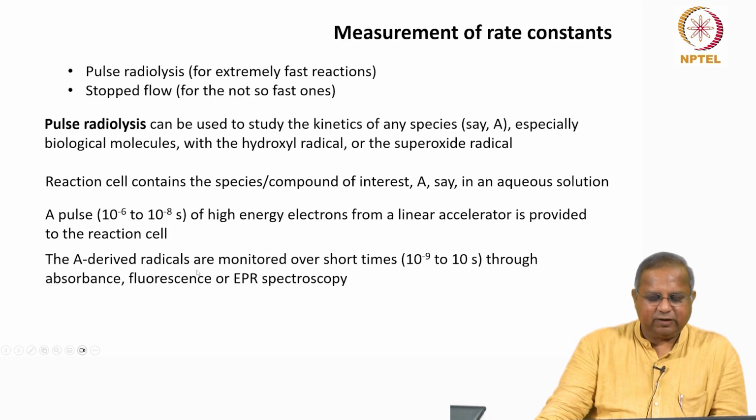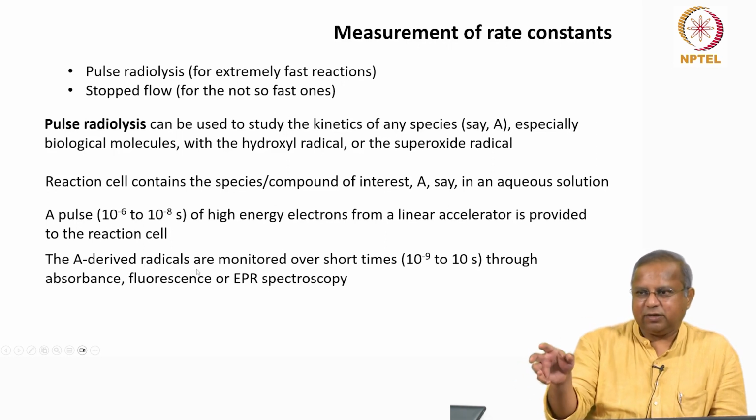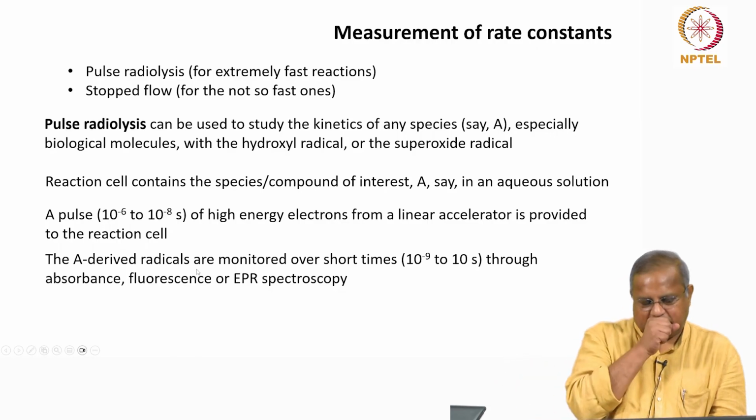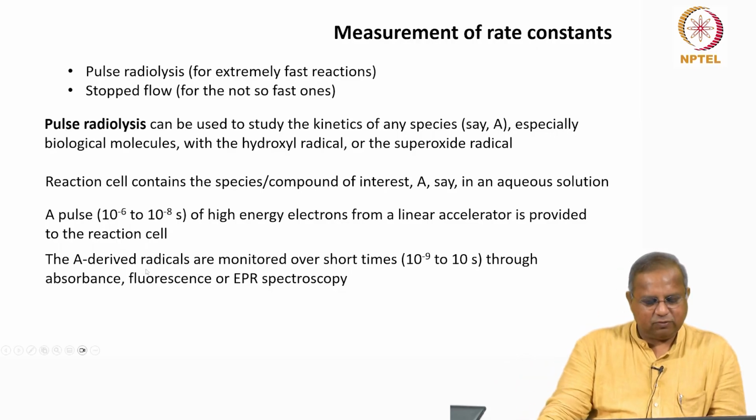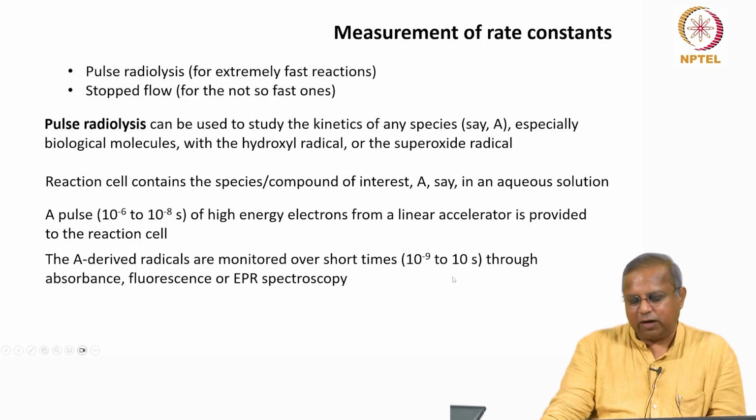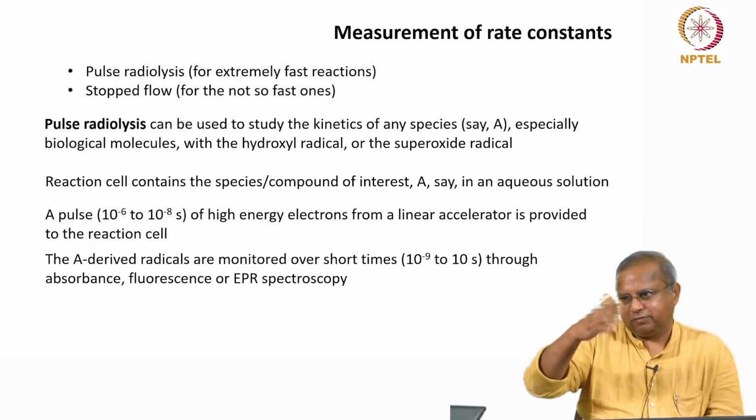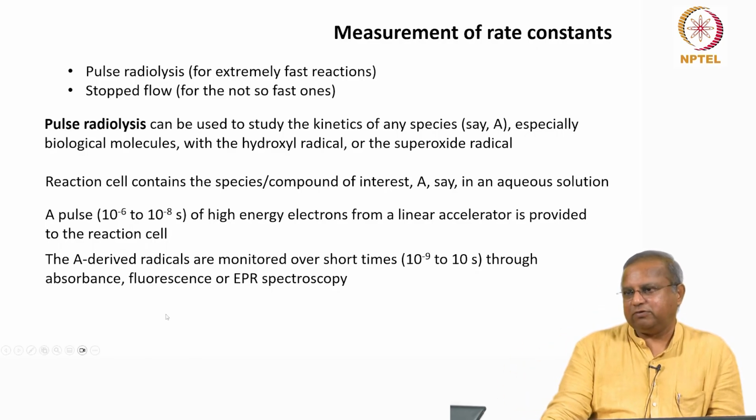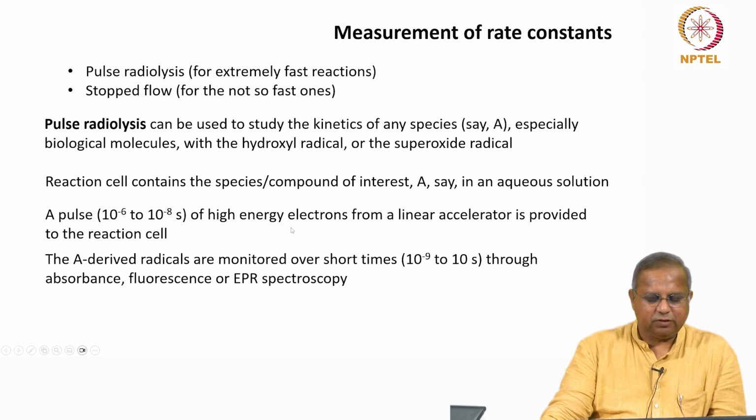The A derived radicals, so A interacts with hydroxyl or superoxide and it gives you something. The A derived radicals are monitored over short times, let us say from 10 power minus 9 to about 10 power 1 seconds, through absorbance, fluorescence or EPR spectroscopy. So, once you know the concentration variation with time, standard way of initial rates and so on, find out the slope, you are done. So, that is how typically rates are found. So, you need a source of high energy electrons in this case.